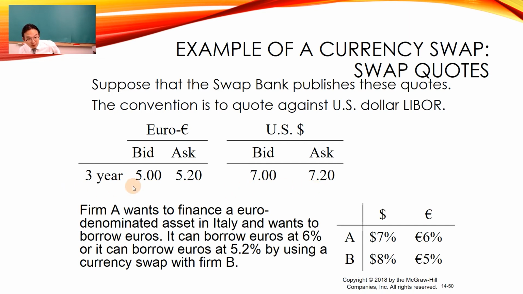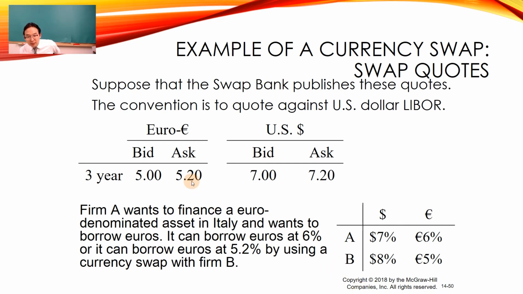3-year borrowing rate: 5%, 5.2%, 7%, 7.2%. Firm A wants to finance a euro-denominated asset in Italy and wants to borrow euros. It can borrow euros at 6%, or it can borrow euros at 5.2% by using a currency swap with firm B. Then why wouldn't you go for a swap, as long as you can borrow at a lower rate?